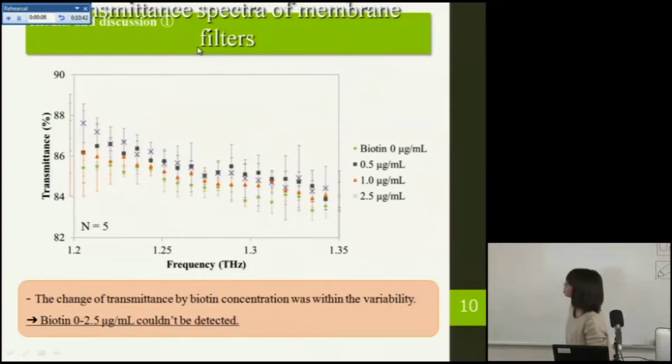This is the result of transmission measurement, and this graph is a transmittance spectra. From this graph, the change of transmittance by biotin concentration was within variability. So biotin from 0 to 2.5 microgram per milliliter couldn't be detected.